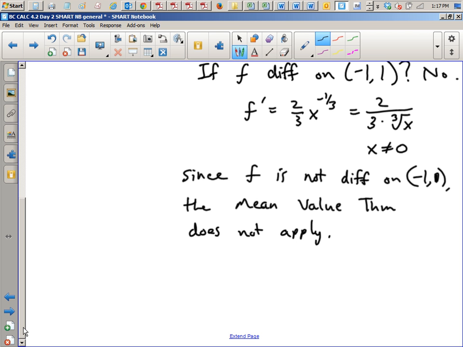Now, does this mean there's no tangent line that's parallel to the secant line? No. It just means the mean value theorem doesn't apply. The truth is, this graph looks like this. If you're going from negative 1 to 1, you're actually going from the point negative 1, 1, down to the origin. Then there's a cusp right there at the origin. And you end up at 1, 1 when it bounces back up. And there's actually a vertical tangent, and it's a cusp right there at the origin. So there's like a vertical tangent coming down into it, and there's a vertical tangent coming out of it. Straight down and straight back up, like that.